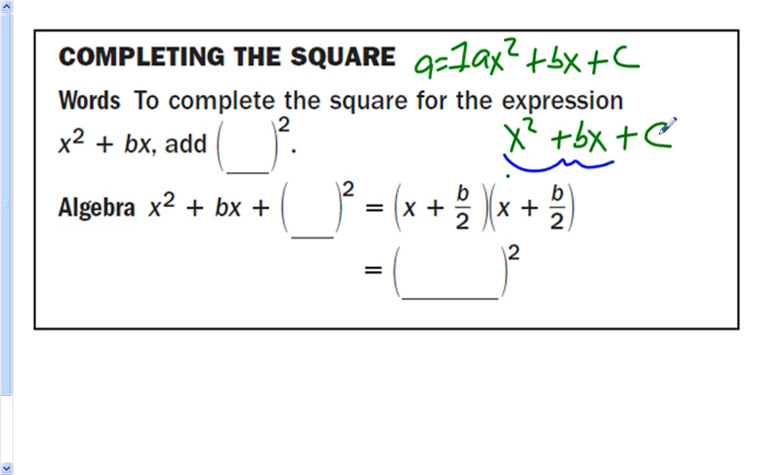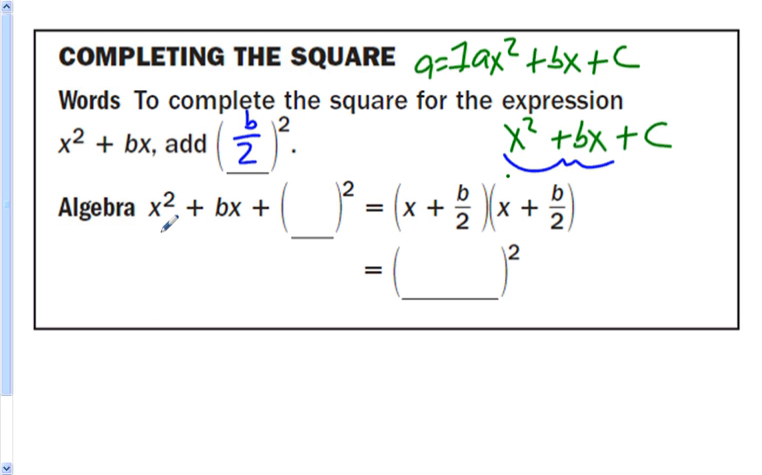Alright. So for example, if I have x squared plus bx, you have to be able to take some number and add it on the end of this to make it a perfect square. And that number that you add is the b, the middle number, divided by 2 squared.